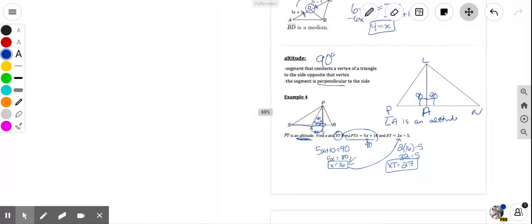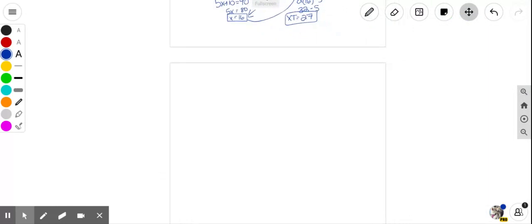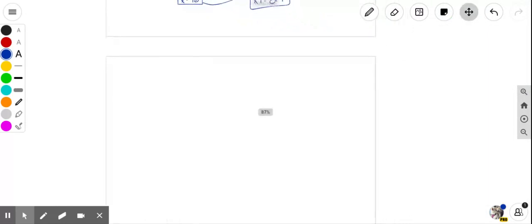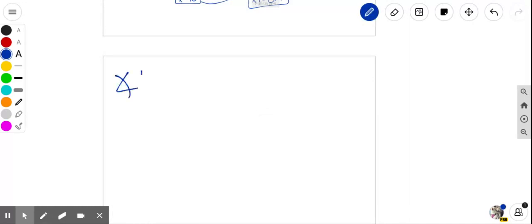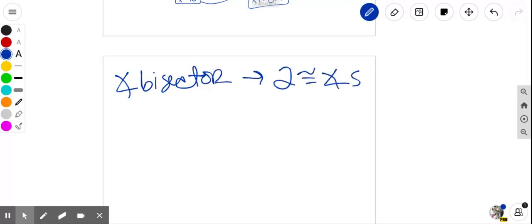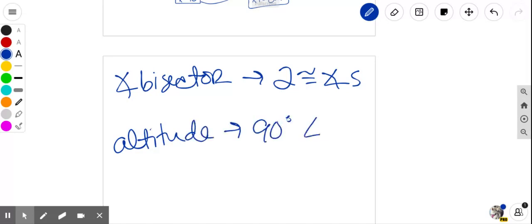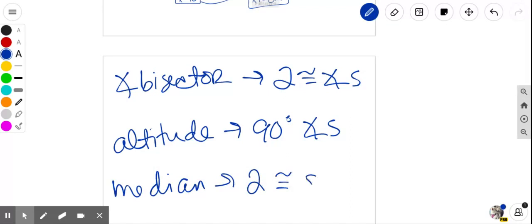Okay, so that's all of them. I'm just going to do a quick recap on this last page. So there are 4 segments that we learned. We have angle bisector, which gives you 2 congruent angles. Then we have an altitude, which gives you 90-degree angles. Then we have a median, which gives you 2 congruent segments.